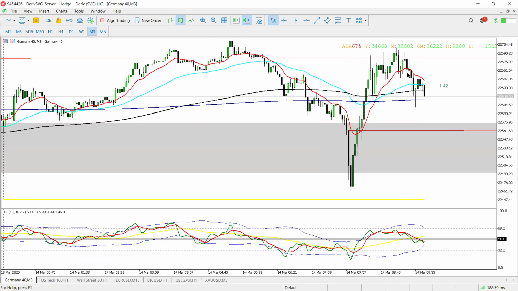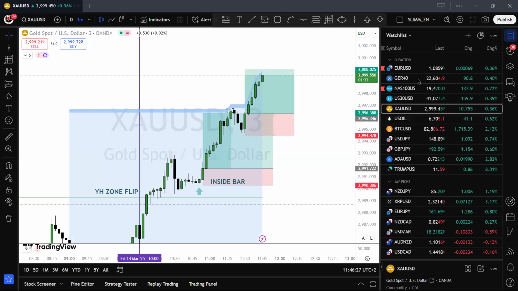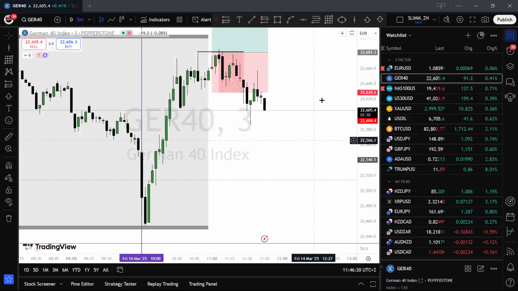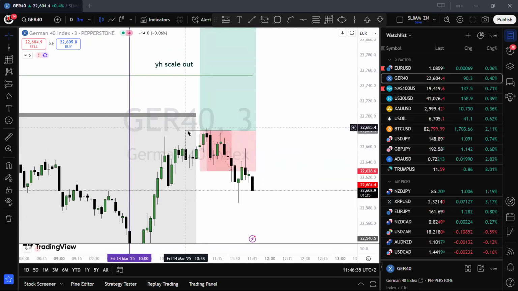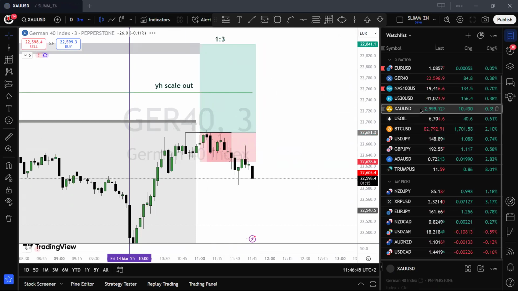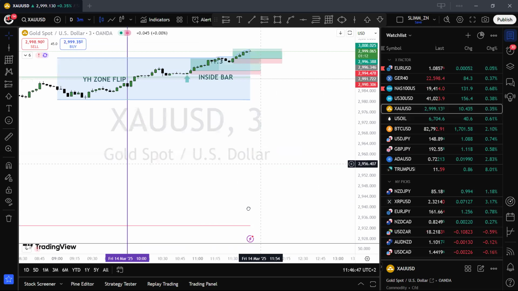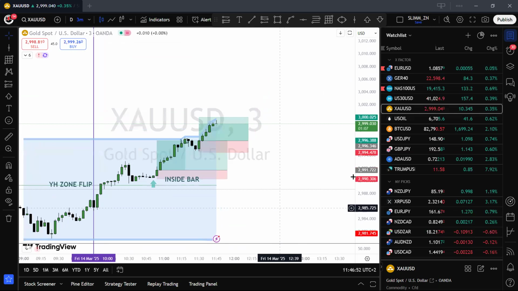So on German 40, it failed. It was a failed setup. I wanted it to break a certain high, so it failed to break that high. Let me show it to you on TradingView so that you see what my setup was looking like. I was looking for a break and a close above this high for price to push up, but that trade failed to actually play out. So you can see it's a failed setup there, didn't play out. But gold was the setup of the day, setup of the morning, ending the week well with this 1:3 win on gold.